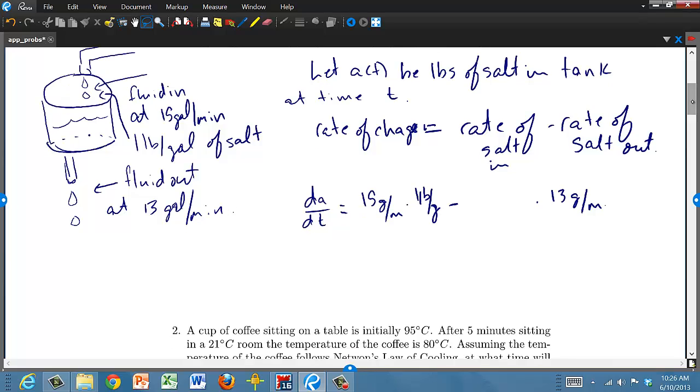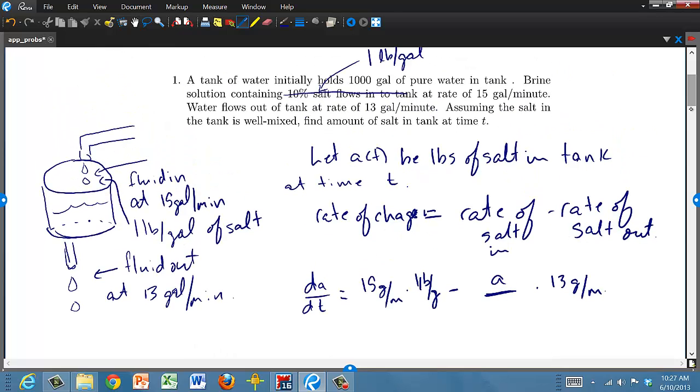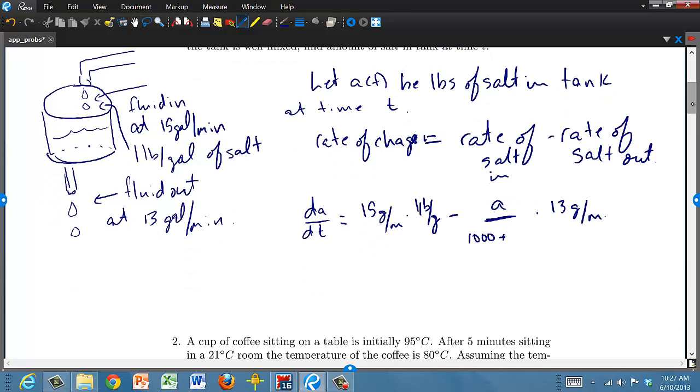So we can't write down an explicit formula, but we can say that the concentration of salt in the tank is going to be A, the amount of salt in the tank, divided by the volume of water in the tank. Now, how much water is in the tank at a given time? We start with 1,000 gallons, plus you have fluid coming in at 15 gallons per minute. It's only leaving at 13 gallons per minute. So you're gaining 2 gallons per minute, so 1,000 plus 2t.